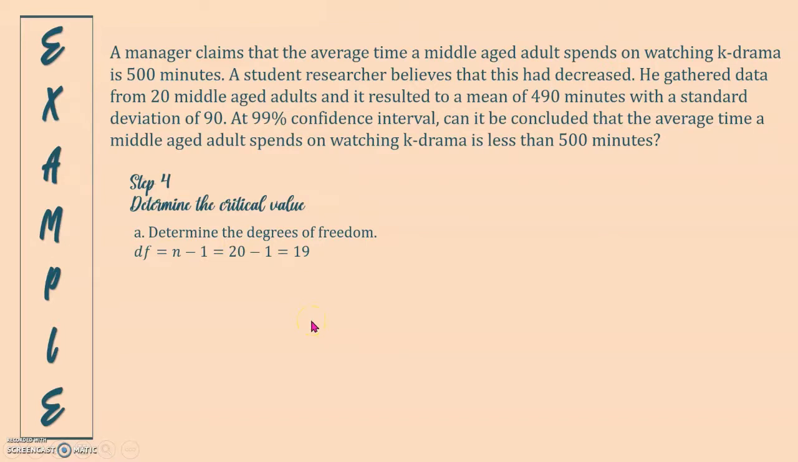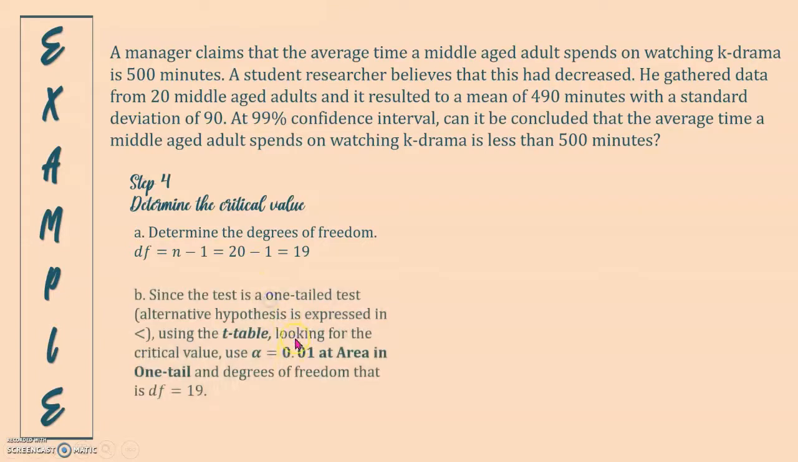Next, we know that our alternative hypothesis here is expressed in the less than symbol. So our test is a one-tailed test. And since this is a one-tailed test, we will be looking for the intersection of our degrees of freedom and alpha equals 0.01 at area in one tail.